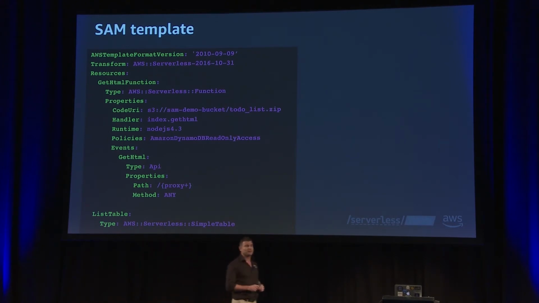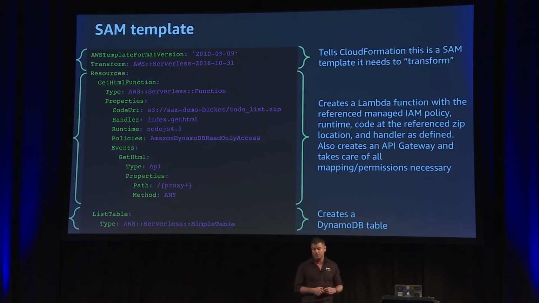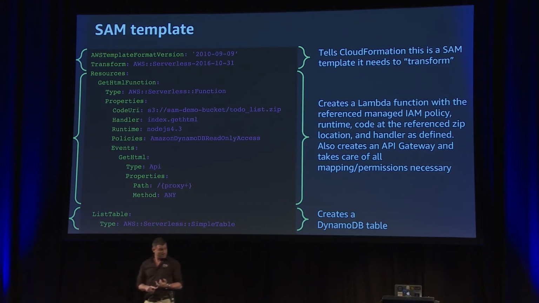This is what a SAM template looks like. I'm going to quickly run through this. The very first thing you need to remember is that you need to put the Transform. That namespace basically tells the AWS CLI parser that you want to do a transform using SAM. Once you've got that in place, this is the entire SAM template to emit a Lambda function with, let's just say, a Node 4.3 implementation in a zip file.